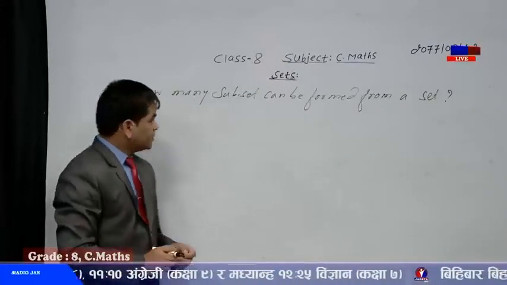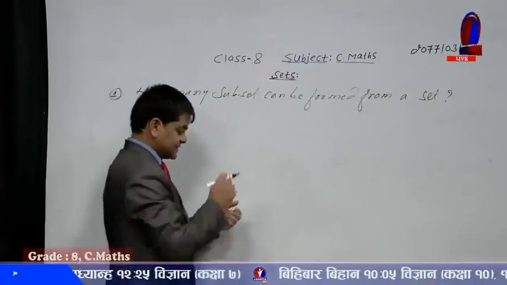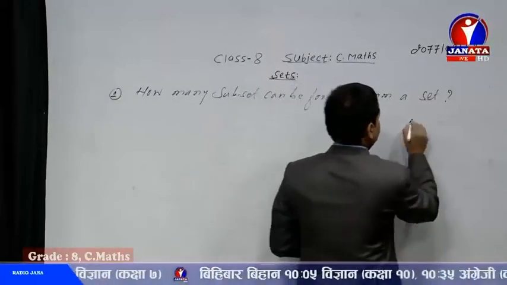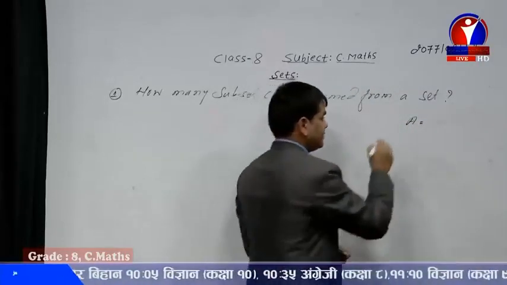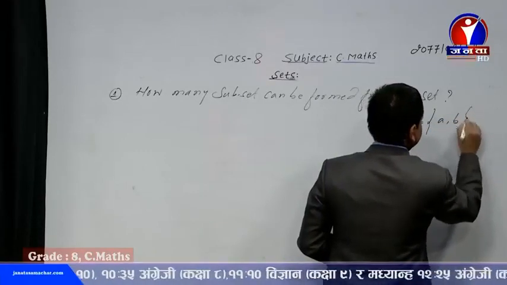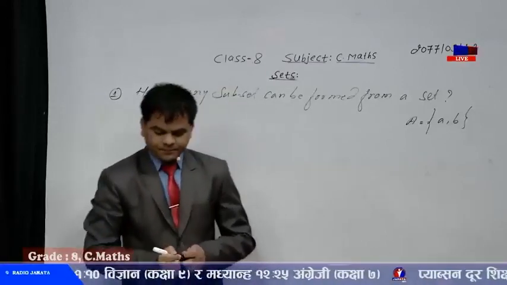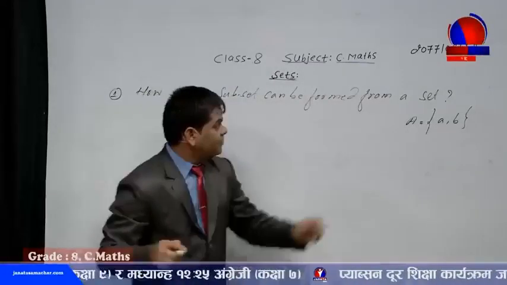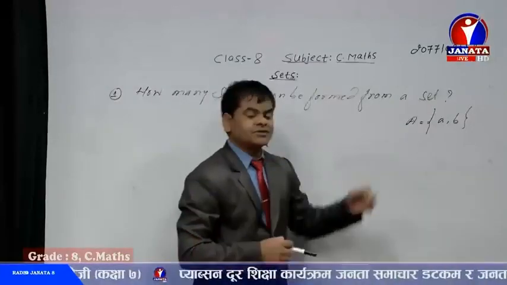Okay, so by providing an example, let's take a set named A, with the elements contained in that set A as a and b. Just only let's take two. So how many subsets can be prepared from this set? Let's discuss this one.